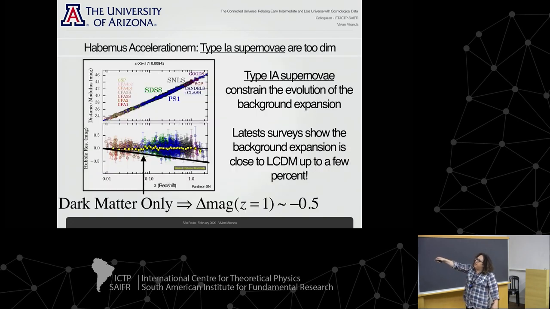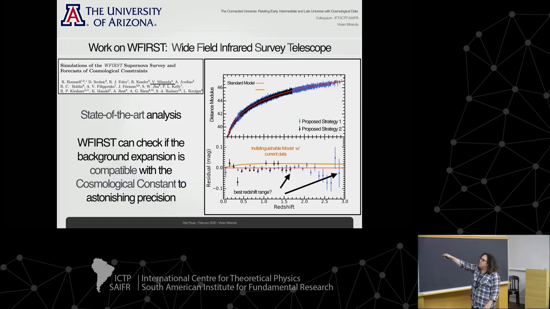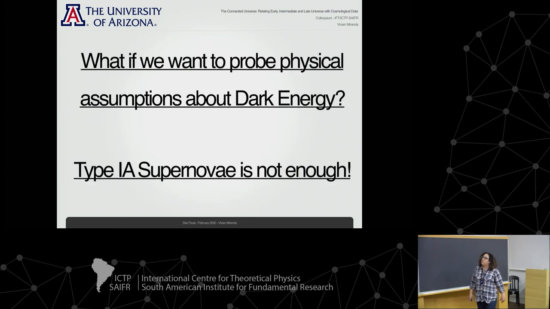You can see here, compare like this, the scatter of magnitude versus this. And you can see that we are going to do a lot better. And you can see that if the background is not lambda, we can check that. So that's a question. But what supernova cannot do by itself? Can we probe the assumptions of dark energy, physical assumptions? Suppose, for example, it's not lambda, and you want to create a physical model of dark energy, as he's asking, what do we need? And for that, I'm going to show you that supernova is not enough.